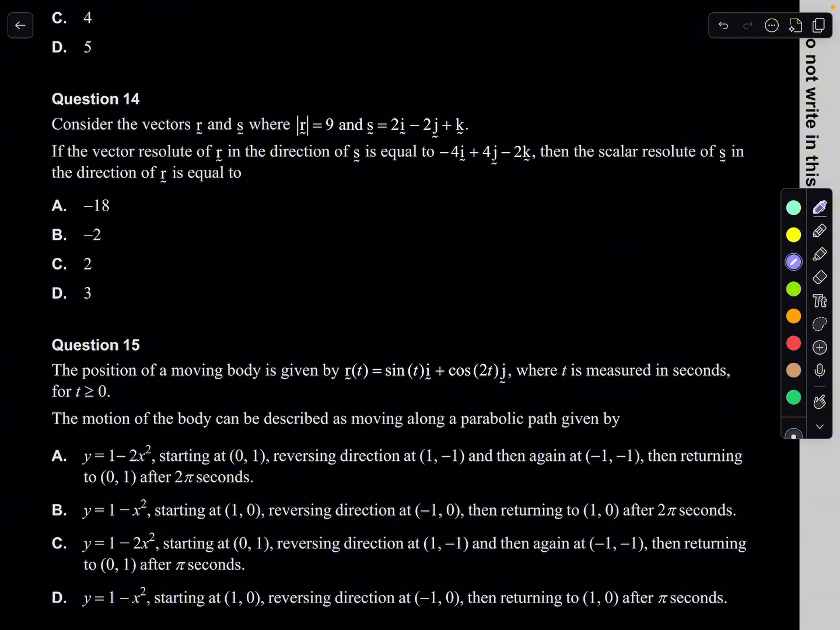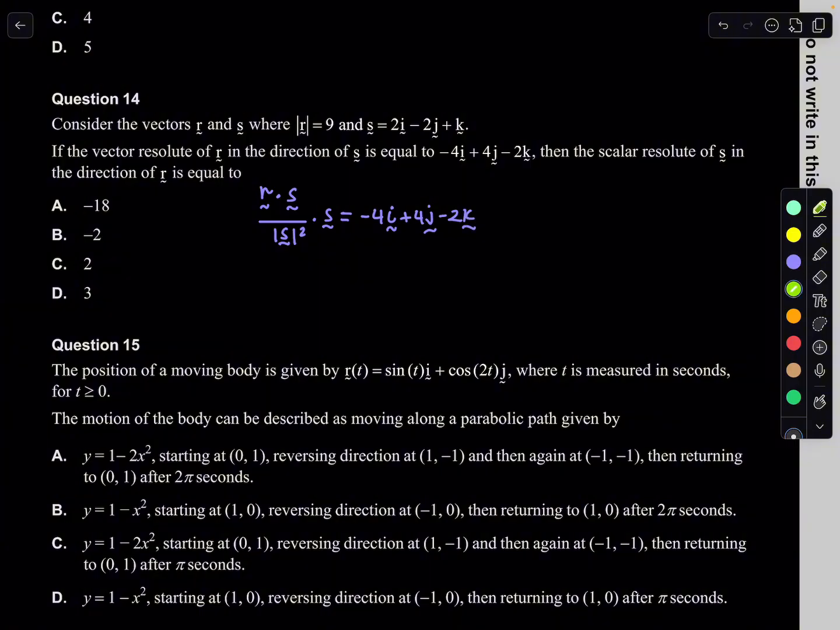Okay, so question 14. Consider the vectors r and s, where the magnitude of r is equal to 9 and s is this vector. If the vector resolute of r in the direction of s is equal to this, then the scalar resolute of s in the direction of r is equal to what? Okay, so basically let's write the formulas and see what we can do with that. So we know that the vector resolute is r dot s over the magnitude of s squared, times the vector s, and that's going to be equal to this vector, -4i plus 4j minus 2k.